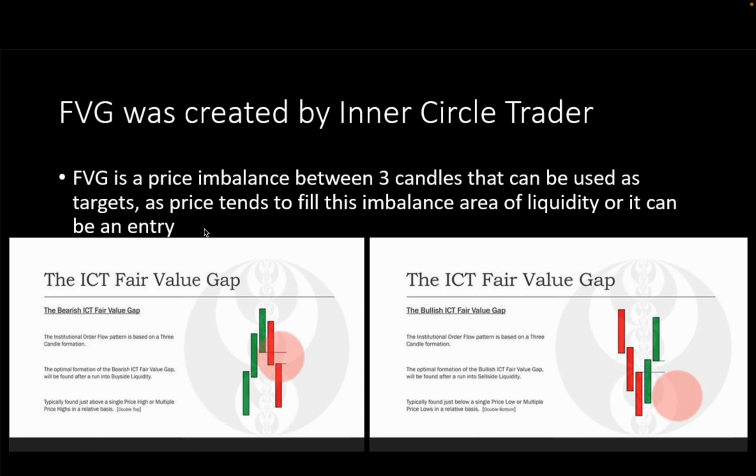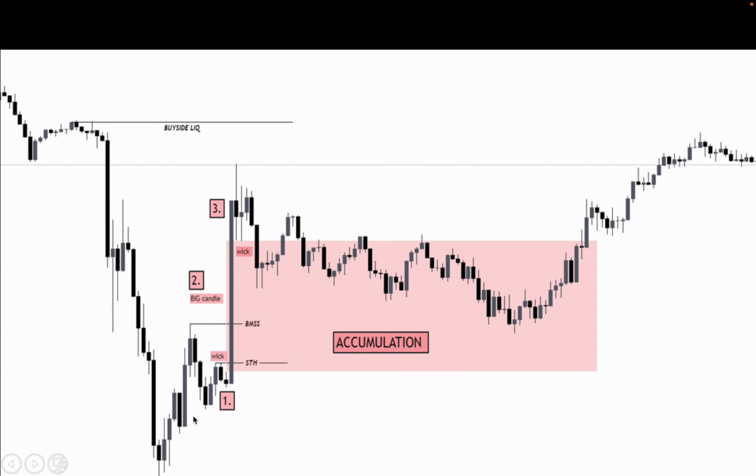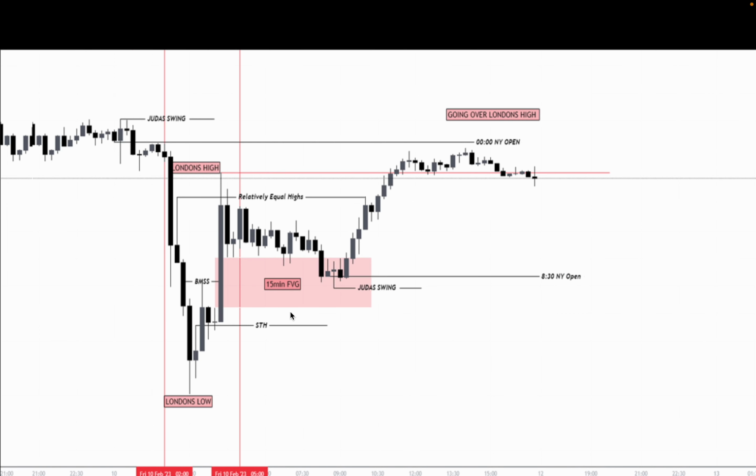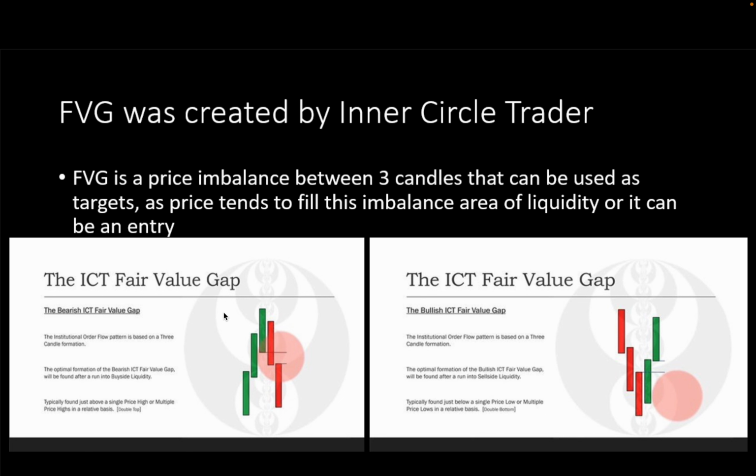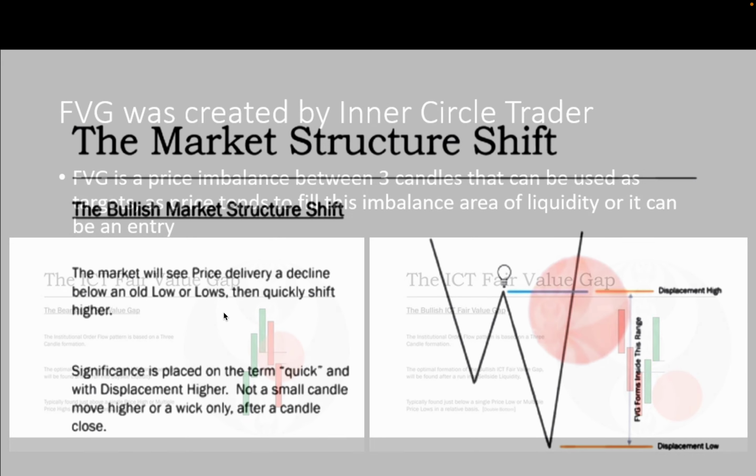So here's the fair value gap that was created by the Inner Circle Trader. Fair value gap is an imbalance between 3 candles. Okay, we talked about 3 candles right here. 1, 2, and 3. Draw this on time. You have your big box on the 50-minute fair value gap right here. Candle, bearish candle wick to the bullish candle wick, the indecisive candle right here. Then you have the very big engulfing candle in between. All right, so a fair value gap is an imbalance between 3 candles that can be used as targets as price tends to fill those imbalances, areas of liquidity, or it can be an entry point.